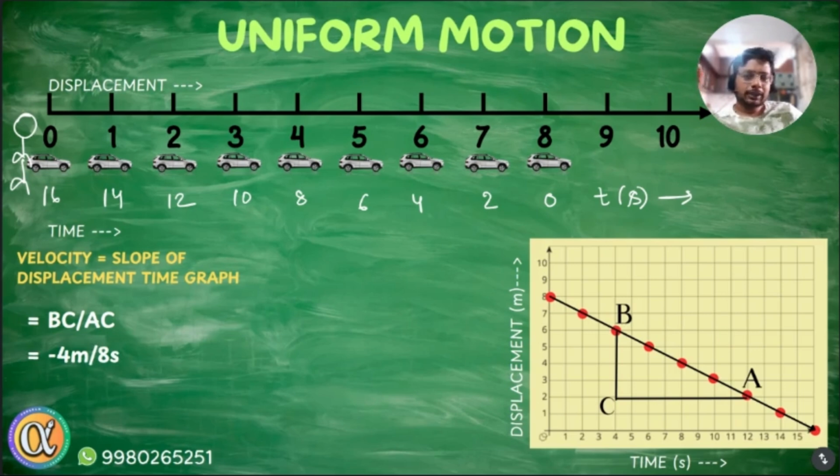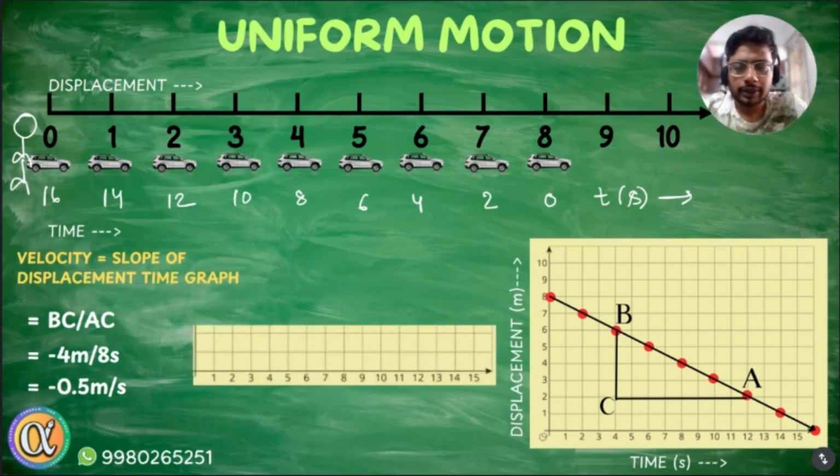BC here is minus 4 meter. So in simple language, whenever the object is coming closer, velocity is negative. When the object is coming towards the observer, in that case, velocity is negative. And if it's going away from the observer, velocity is positive. Clear?